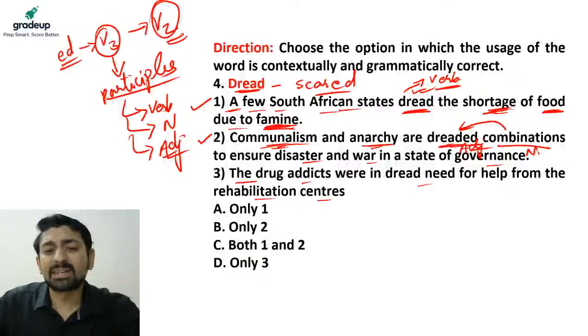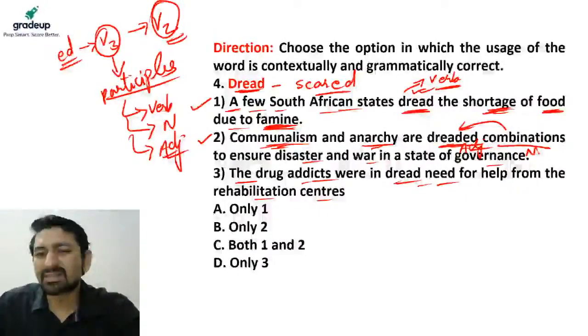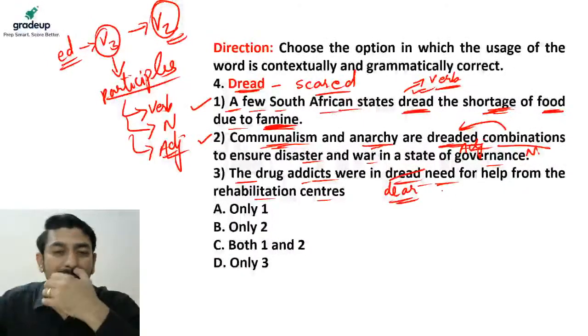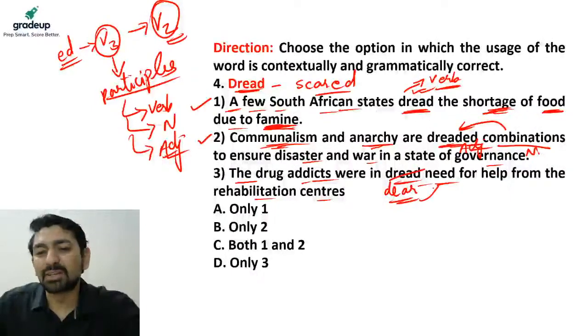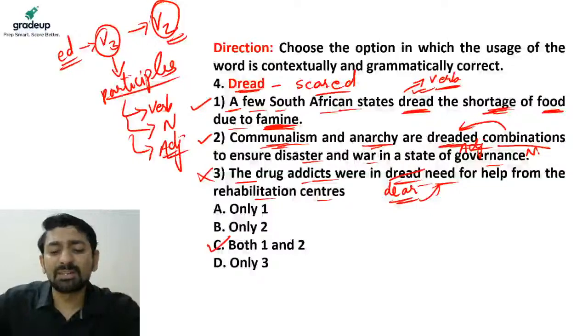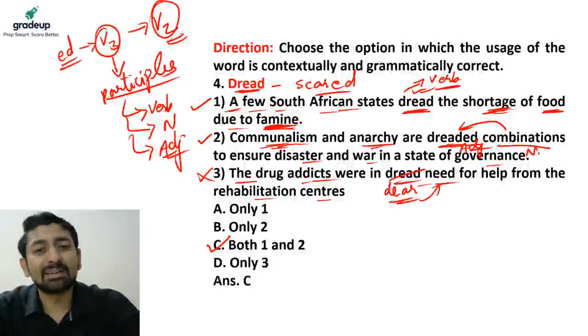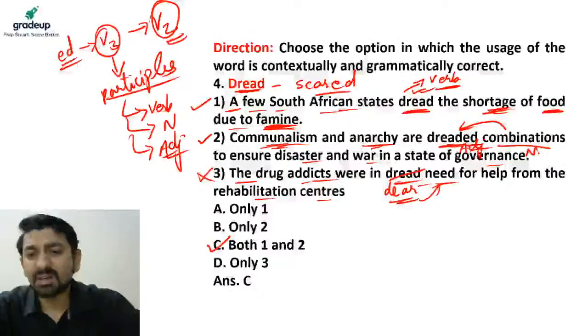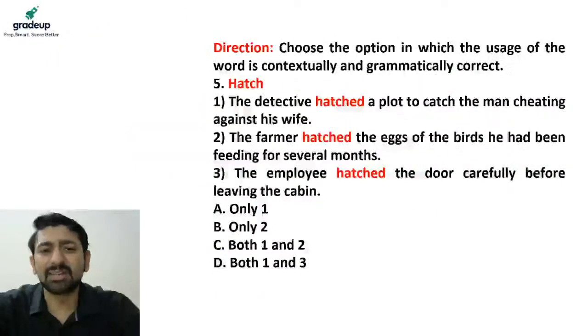The third sentence says the drug addicts were in dread need. You cannot say dread need. Okay, scared need for help from the rehabilitation. You cannot say dread. You could probably say were in dear need. Okay, were in dear need can be used here. So the usage in third sentence is wrong. So the answer should be C. Whosoever said C, they were absolutely right. Keep it up, guys. Okay, chalo, let's move on to the next question here.